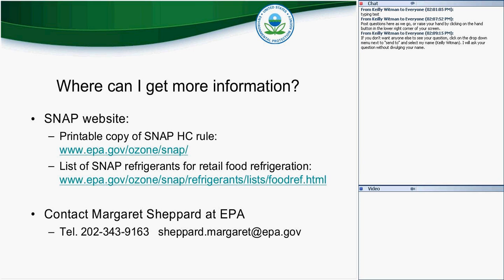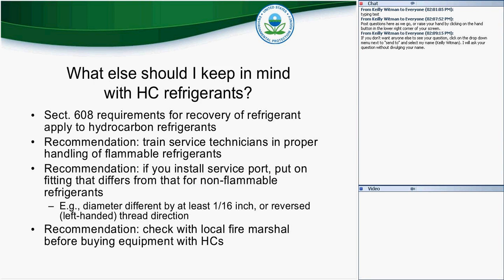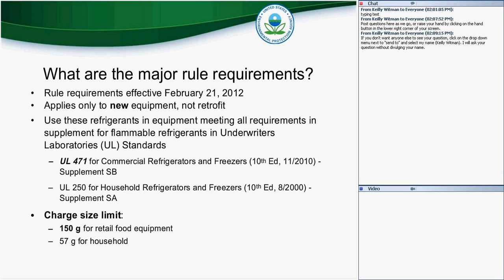Okay. We have a question here about systems with 150 grams being very small systems. That's about 6 ounces of refrigerant. Is that correct? I think, Margaret, 150 grams is kind of the normal charge that you find in supermarket self-contained units, right? Well, keep in mind also what I said about hydrocarbon refrigerant, 150 grams might well be equivalent to a unit that is using R22 that has more like 300 grams.